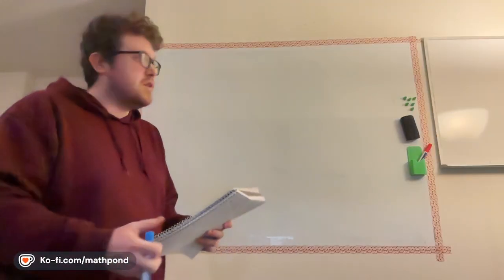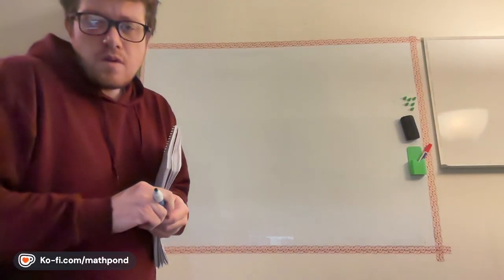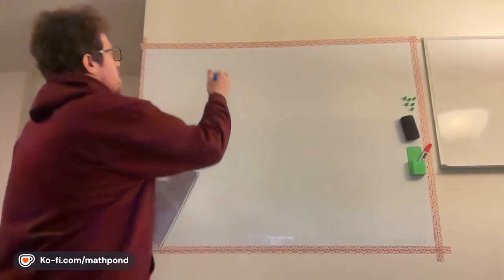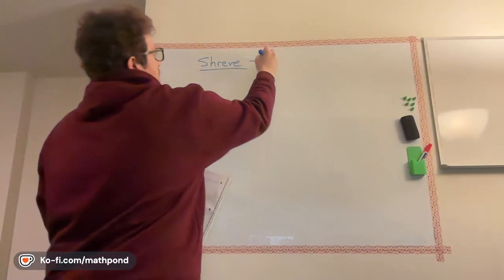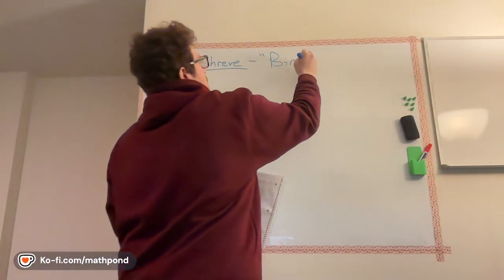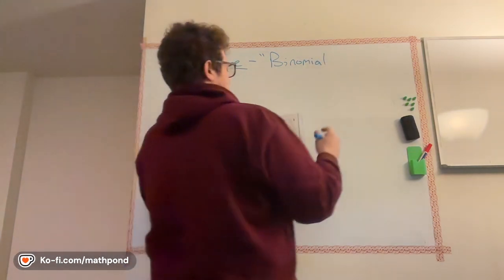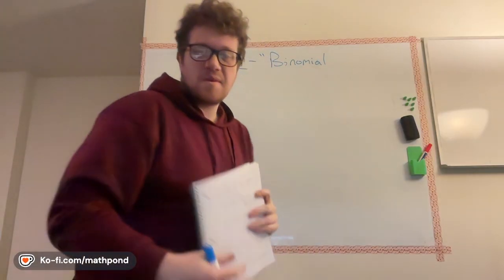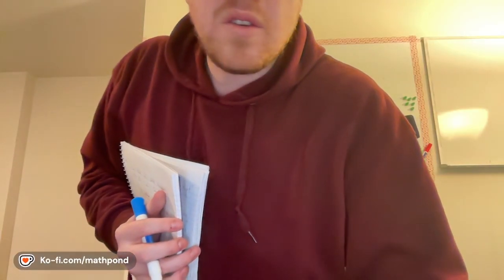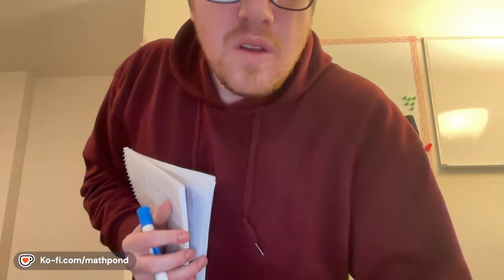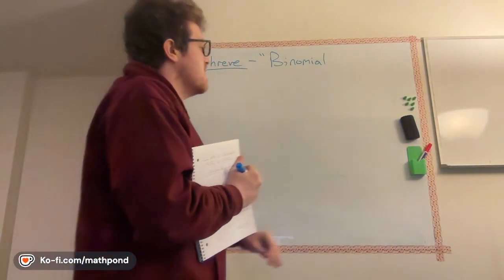So this is, again, a book by Shreve. What's the name of the book again? Oh no, it's Stochastic Calculus for Finance 1. That's easier.